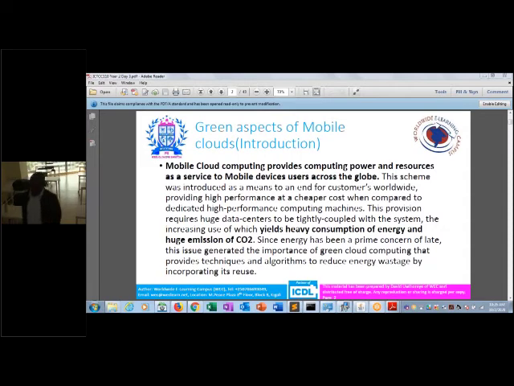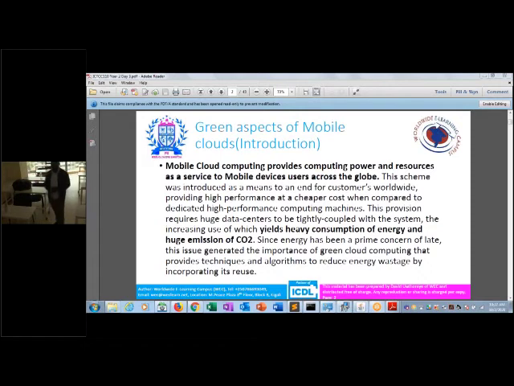This scheme was introduced as a means to an end for customers worldwide, providing high performance at a cheaper cost. So you get high performance at a cheaper cost. Why? Because you don't need to purchase expensive infrastructure. You don't need to pay maintenance fees or installation fees. You only pay for services provided as a utility, and you pay as you consume.